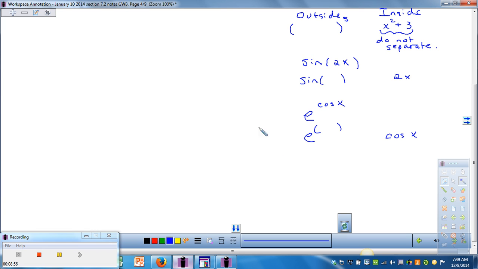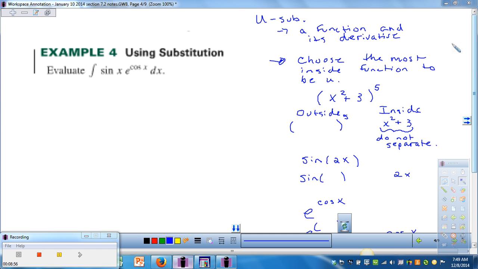All right, so since my final example here was e to the cosine x, let's go do this problem up here. So the most inside function is this cosine x, so we're going to say let u equal cosine x.